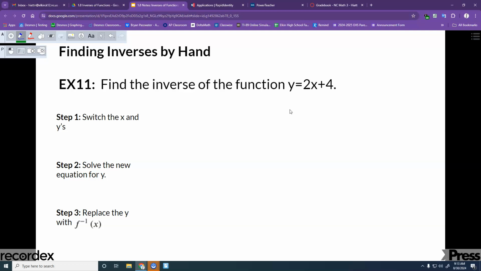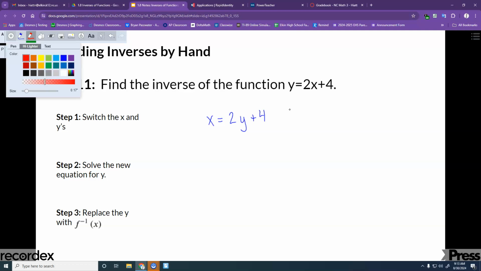So, this is how you find an inverse, okay? The first thing that you are going to do is in the equation, you're going to switch your x and your y, okay? So, that will look like this. We'll have x equals 2y plus 4. Okay, everybody got that? Just like our points to do the inverses, we switch x and y, right? So if we've got an equation, we're going to switch the x and y.